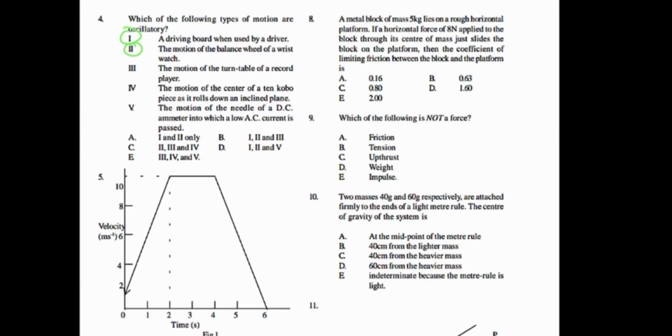Then another one is, let's see, the motion of the turntable of a record player. No, that's supposed to be rotational because it rotates like this. So that's rotational, right? So that's not oscillatory. Then the motion of the center of a 10 kobo piece as it rolls down an incline. That one is also rotation. And then the motion of the needle of a DC ammeter. Yes, this one also is what? Oscillatory. So we have 1, 2, and 5. So D gives us the right answer to that question.